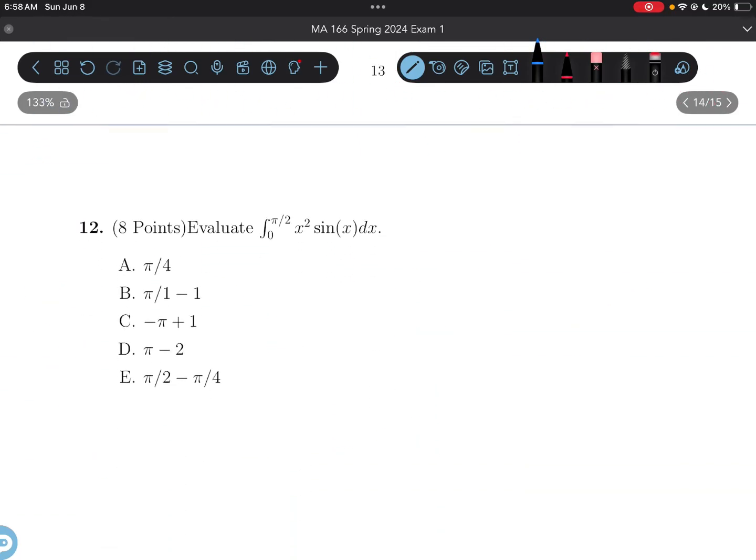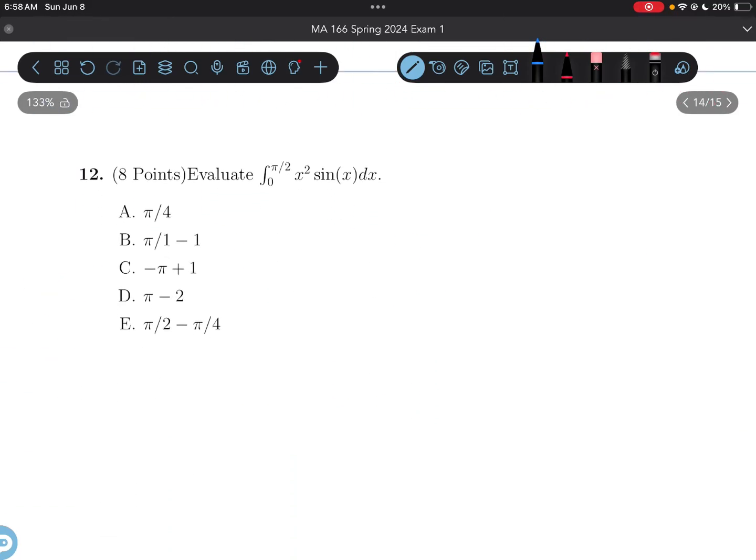Alright, moving on to question 12. Question 12 says, evaluate the integral from 0 to pi over 2 of x squared times sine x. We can use two strategies for this problem: either integration by parts or tabular integration. I'm going to do the hard way first, because tabular integration is basically a shortcut for integration by parts.